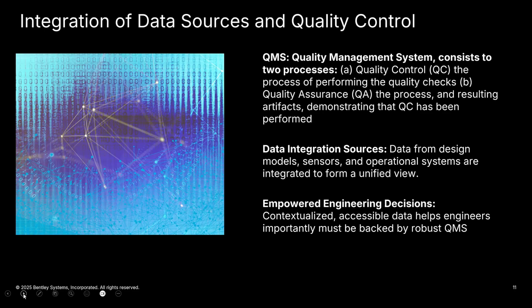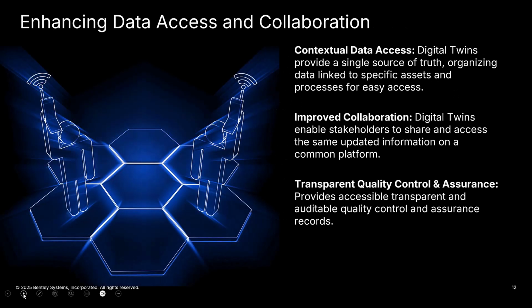And this is all part of the quality control and data integration process in order for engineers and data scientists to make informed decisions. So to complete the journey from data to information, we need contextual data access. We need improved collaboration, and we need transparent quality control and assurance.